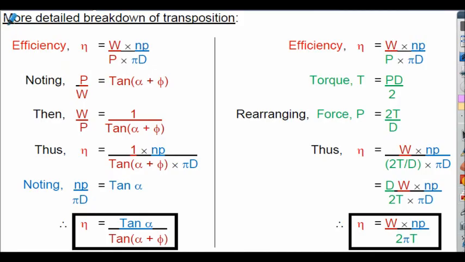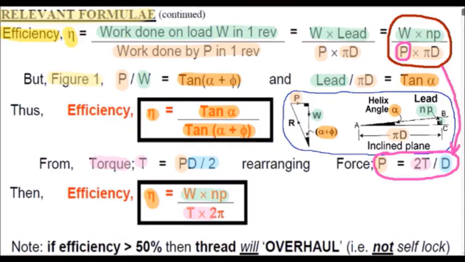And for clarity, here's a more detailed breakdown of the transposition required to prove the formula for efficiency as shown on the previous slide. I'll let you review this slide at your own pace. Just note for reference that if the efficiency is greater than 50%, the thread will overhaul. In other words, not self-lock.